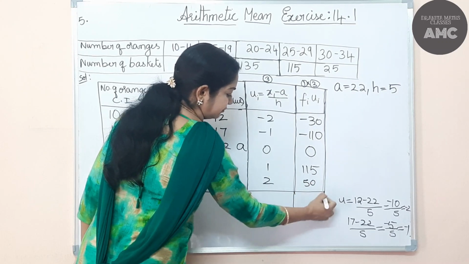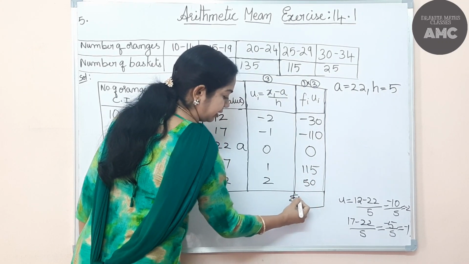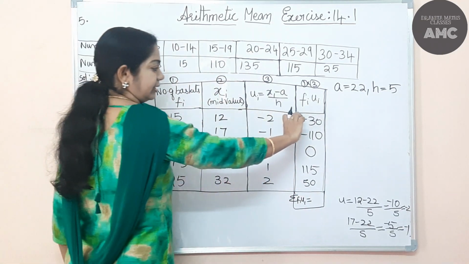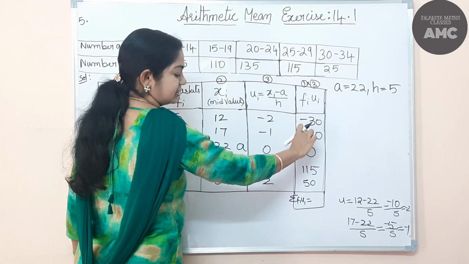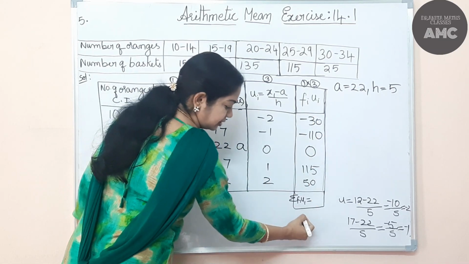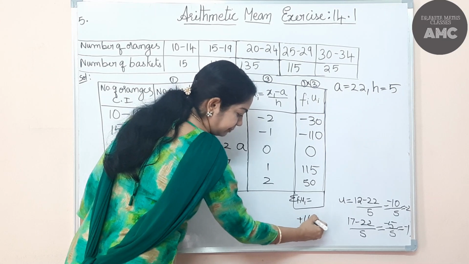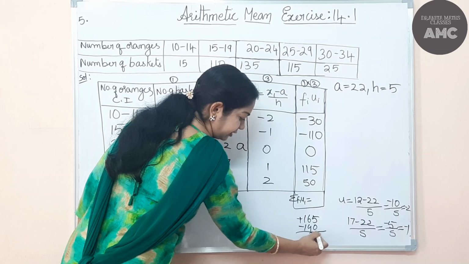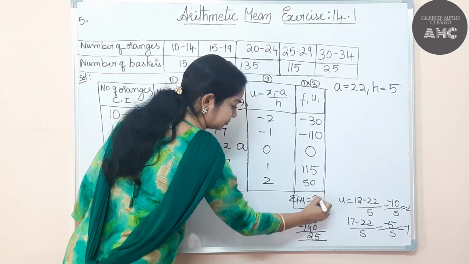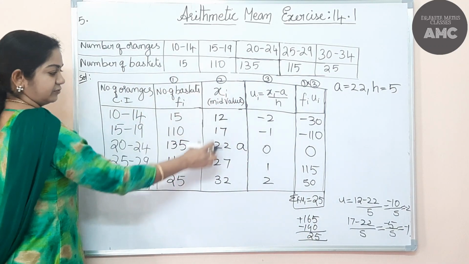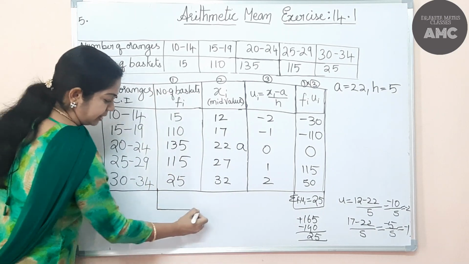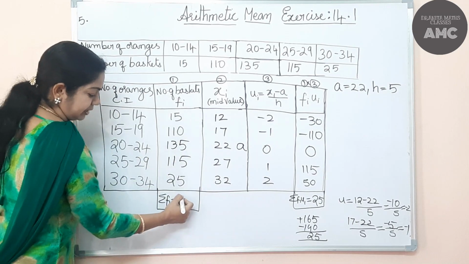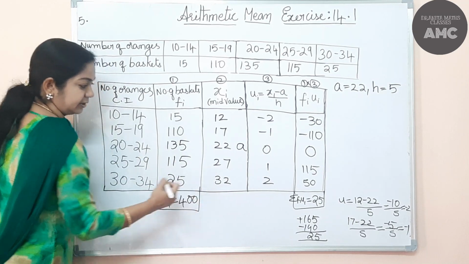And here we will find the sigma fi ui. How do we get it? See, there are different signs here. Minus 140 and 165. So 165, the plus number, and minus 140. Yes, it is simply 25. And also for the formula, we need to find the summation of the frequencies, sigma fi. So add them, you will be getting 400 here.